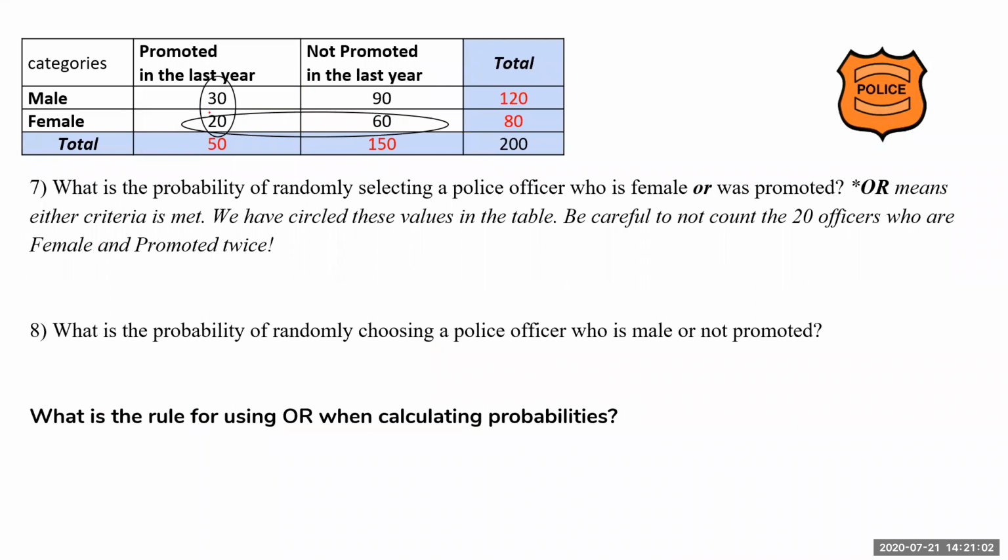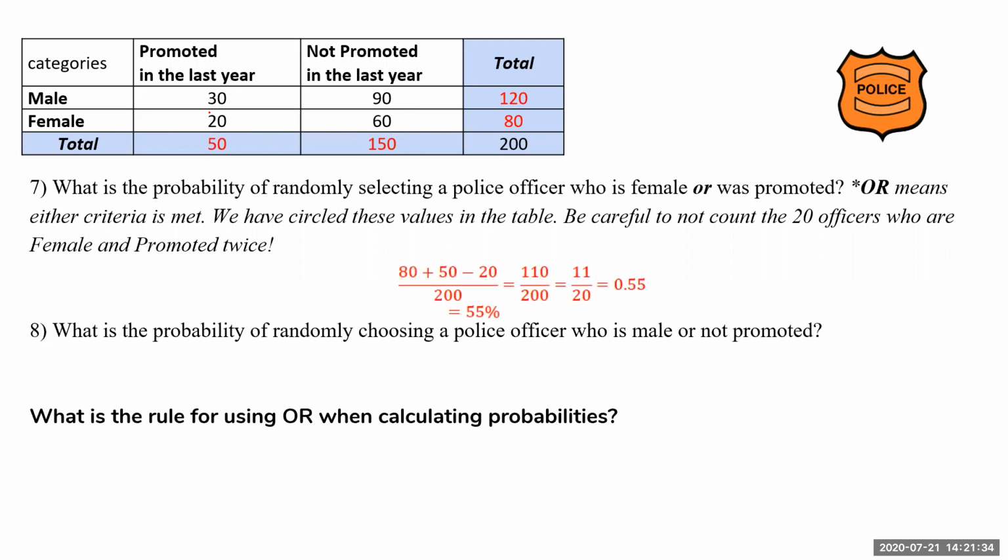Now we look at the "or" scenario, the "or" case. What is the probability of randomly selecting a police officer who is female or was promoted? So "or" means either criteria is met. We have circled these values in the table. So if you can see what has been circled, that is it. Be careful not to count 20 officers who are female and promoted twice. So we are going to do that by subtracting.